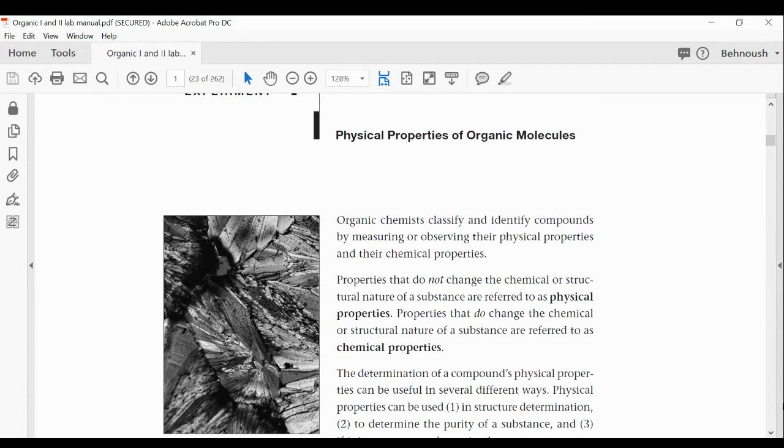Jennifer or Caleb, one of you, can you tell me what's the purpose of today's experiment? The title for the experiment is measuring or determining physical properties of organic molecules, selected organic compounds. Okay, that's the title. What is the purpose of this experiment? Why do we measure physical properties? Why do we determine physical properties?